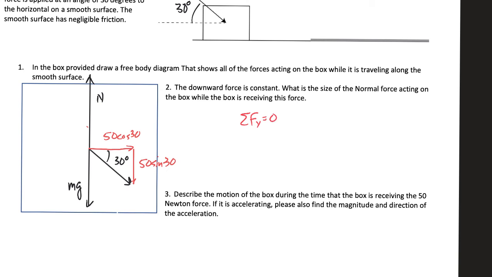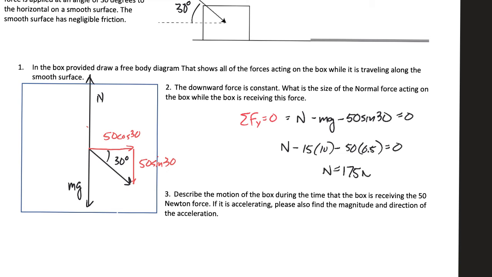Net force in the y direction is 0. The box is not accelerating up or down. So I have 1 force up, 2 forces down, and that has to sum to 0. The box is 15 kilograms. So that's normal minus 15 times 10 minus 50 times 0.5 equals 0. 150 plus 25, so normal has to equal 175 newtons. Good.